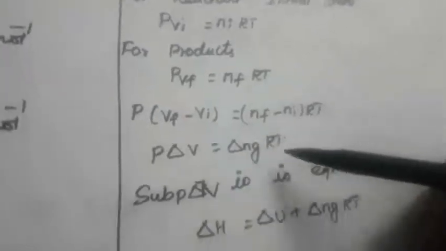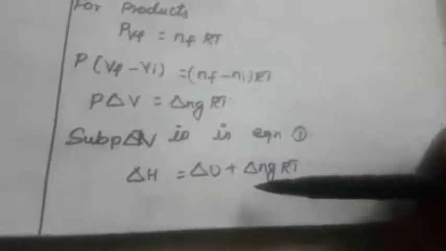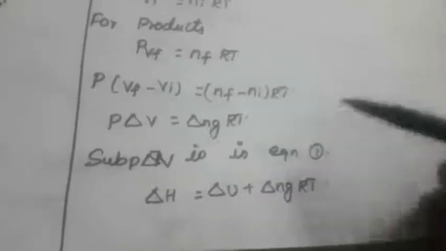Substitute P delta V in equation 1. So now you substitute this value in this equation, delta H equals delta U plus P delta V. Instead of P delta V, you substitute delta ng RT. So delta H is equal to delta U plus delta ng RT. This is the relationship between enthalpy and internal energy.